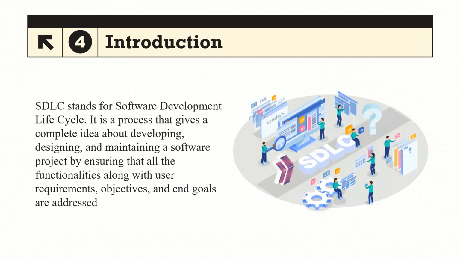Introduction. What does SDLC stand for? SDLC stands for Software Development Lifecycle. As I mentioned, it's also called System Development Lifecycle. It's a process that gives a complete idea about development, designing, and maintenance of a software. Imagine you need a software. SDLC will ensure the total documentation in this way.